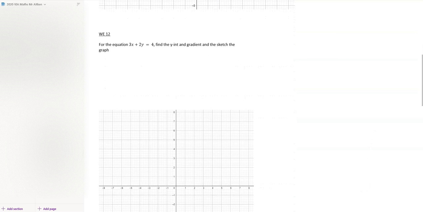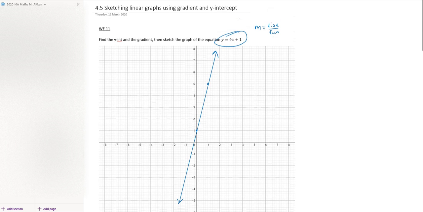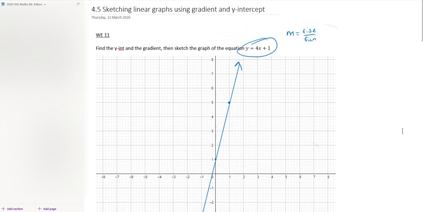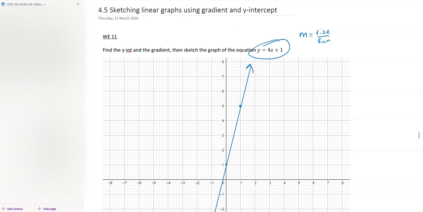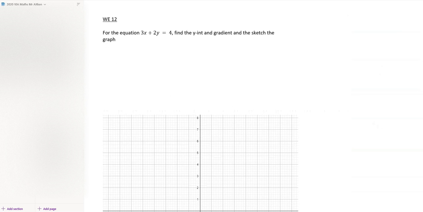Okay. Now the next one hasn't been given. The first one they gave us in a very simple format, the easiest format to see immediately: my y-intercept is 1 and my gradient is 4. In the next one, they give us an equation that we have to rearrange first. They've given it to us in the form ax plus by, so 3x plus 2y equals 4.